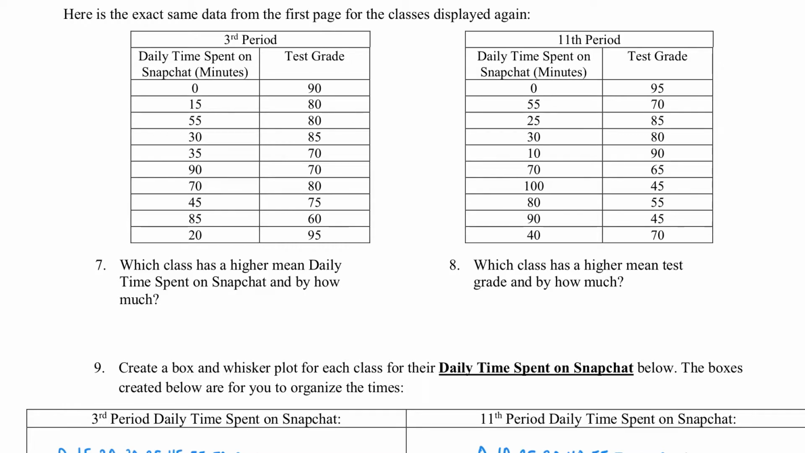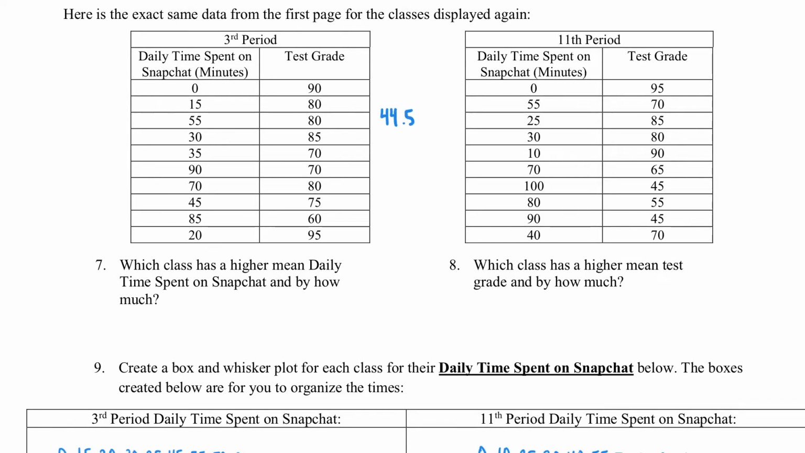So what we're going to do is add up the daily time on Snapchat. I'm just going to take these numbers here. So 0 plus 15 plus 55. I'm going to add all these up and divide by 1, 2, 3, 4, 5, 6, 7, 8, 9, 10 data points. So we're going to do 0 plus 15 plus 55 plus 30 plus 35 plus 90 plus 70 plus 45 plus 85 plus 20. I'm getting 445. When you divide that by 10, you get 44.5. So the average is 44.5 for third period.